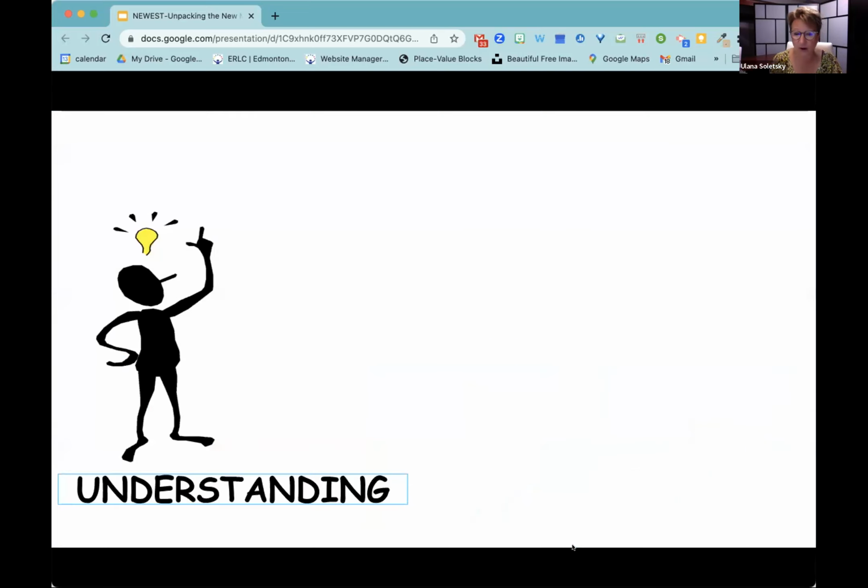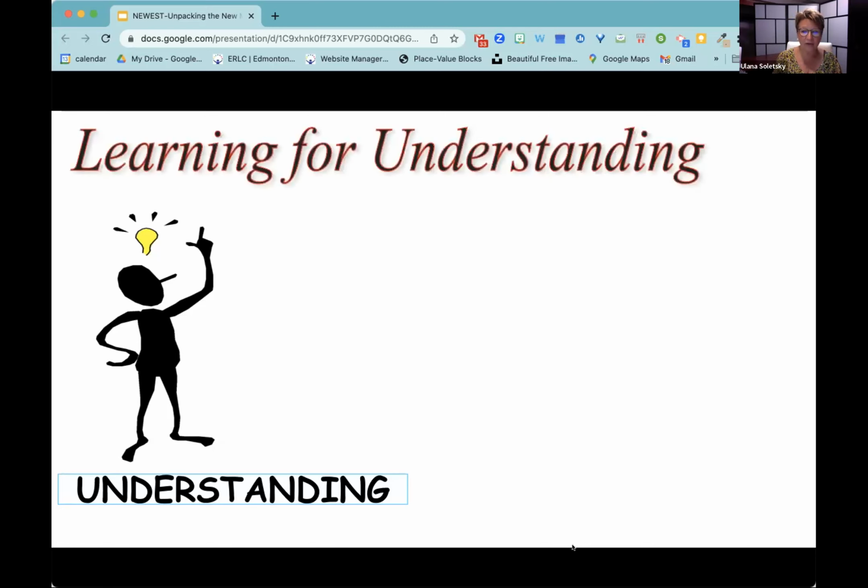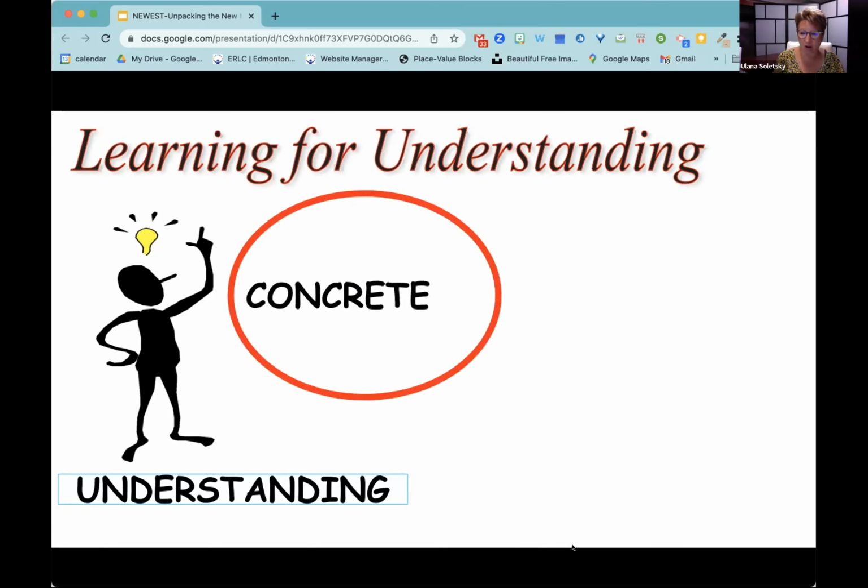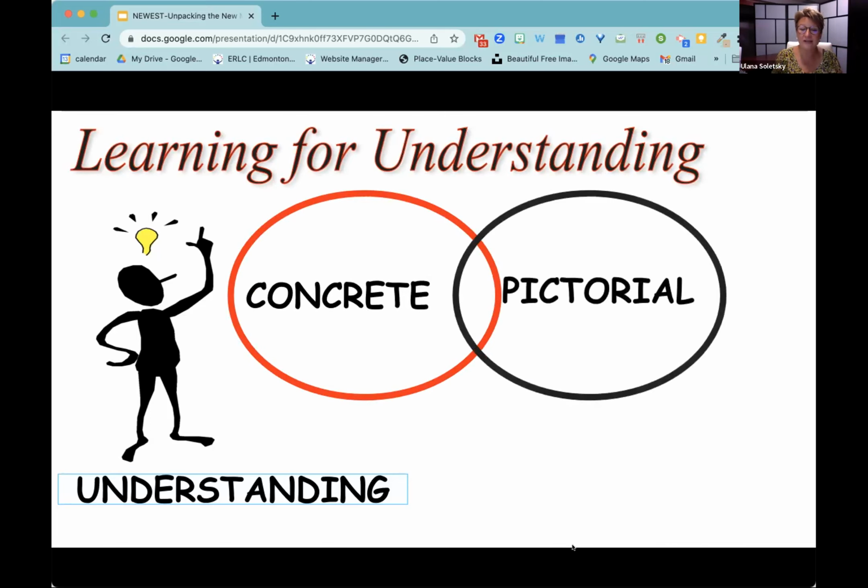So why do we want to use manipulatives in grade 4 to 6? Well, number one, it really is the foundation for all understanding. When we want to learn for understanding so that we have numerate students, we want to use concrete things. Concrete is the manipulative. It is the thing that we can touch, we can move around. We want to move to the pictorial, but it's really hard to picture something if you have not actually moved it around.